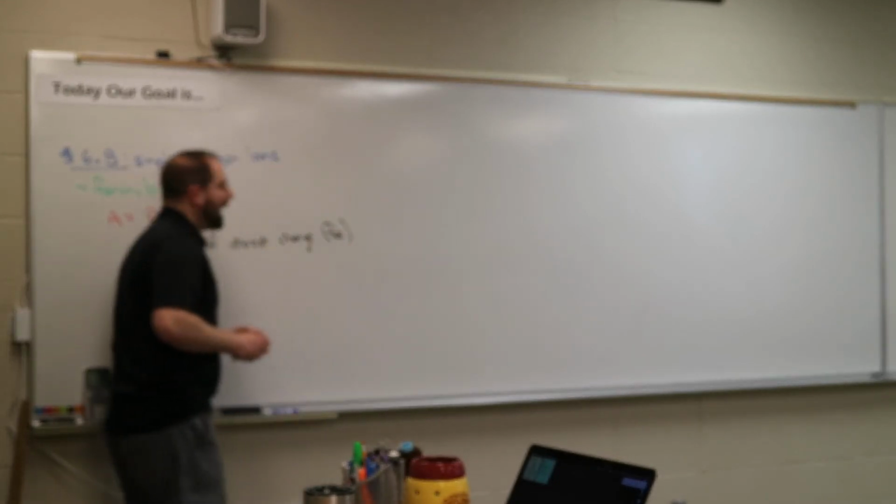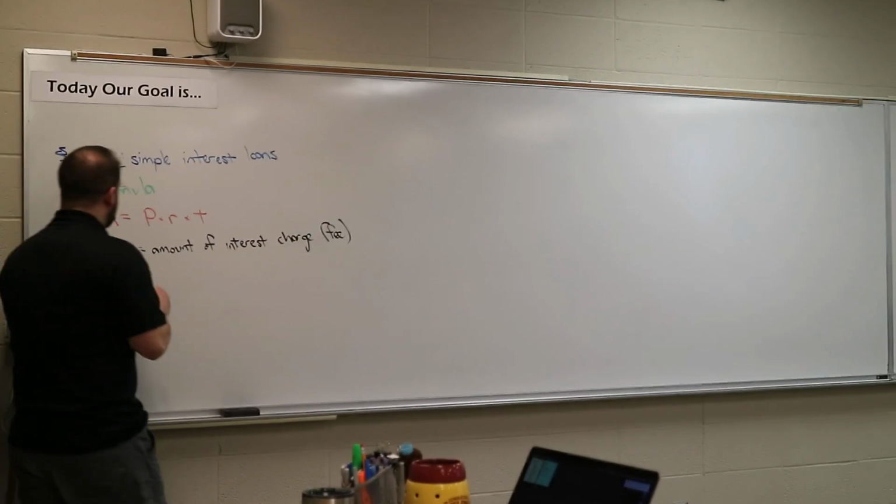A equals P times R times T. So this is my formula. Again, what does this actually stand for? The A stands for the amount of interest charged. This is the extra fee that we're getting charged here.